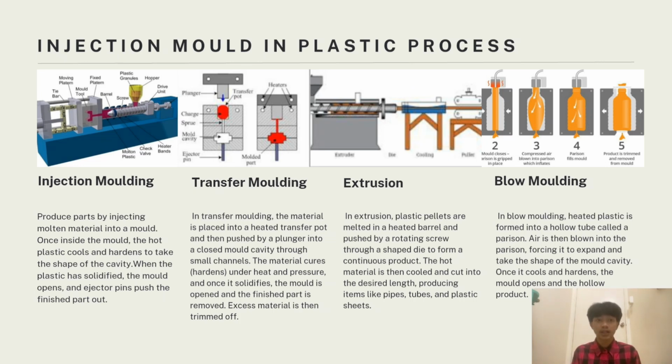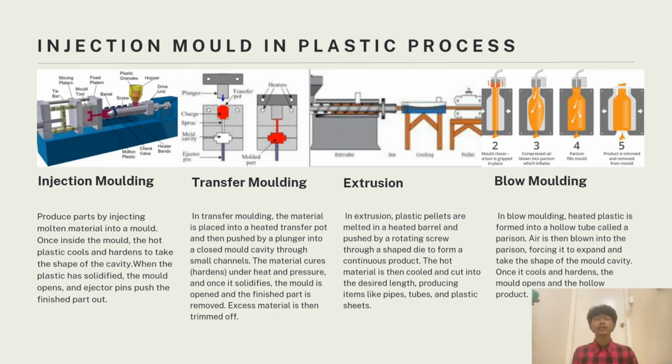Second, transfer mold. In transfer molding, the material is placed into a heated transfer pot and then pushed by a plunger into a closed mold cavity through small channels. The material cures under heat and pressure, and once it has solidified, the mold is opened and the finished part is removed. Excess material is then trimmed off.